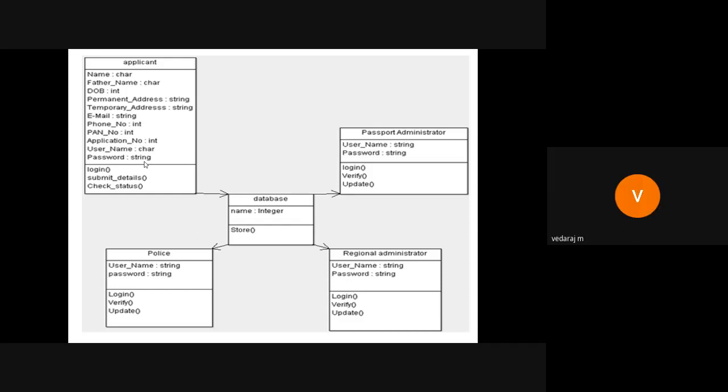Very good. So first you define the name of the class. In the second compartment you define the possible attributes. The third compartment is the possible methods. Girls side, anyone unmute and tell me what are the possible methods in the patient class?